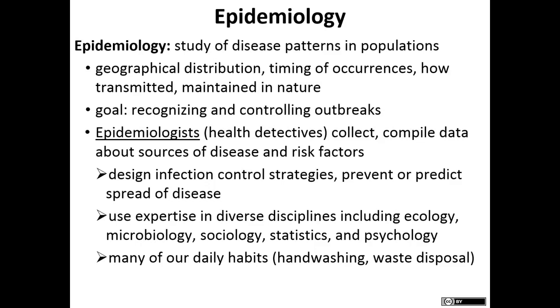What an epidemiologist does, and this is before we had this term epidemiologist, an epidemiologist studies the pattern of disease, the geographical distribution of disease, the occurrence of disease, and they determine how it's transmitted. The goal would be to recognize and control outbreaks. So basically, an epidemiologist is a detective in the microfield. And they design infection control strategies. This allows them to prevent or predict how disease might spread.